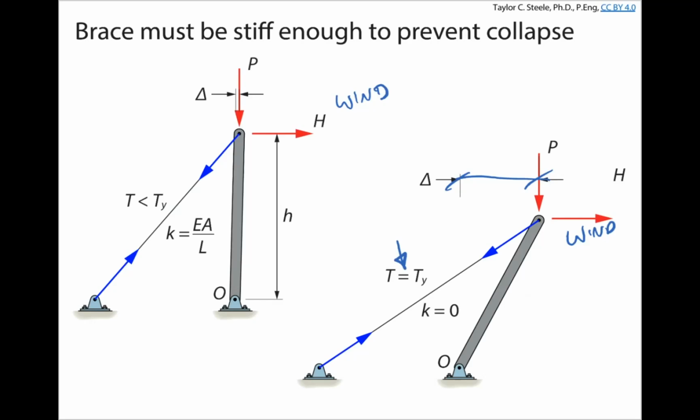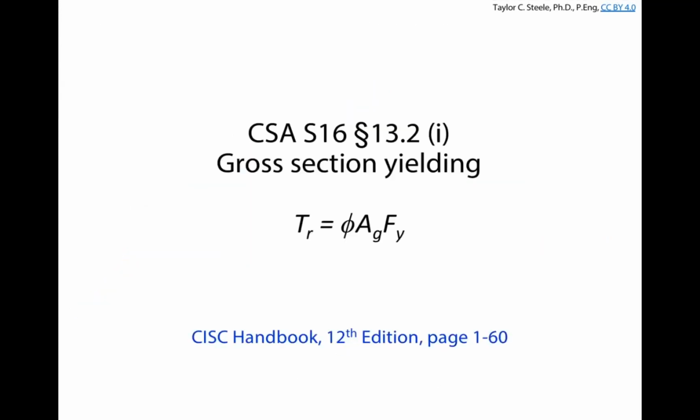Okay, so that means that this is something we're going to try to prevent with a reasonable amount of certainty, because yielding of this brace can lead to full or partial collapse of our structure. That's the first limit state we're going to talk about. The gross section yielding resistance. We want to prevent yielding of the cross section with a reasonable amount of certainty to keep the building stable.